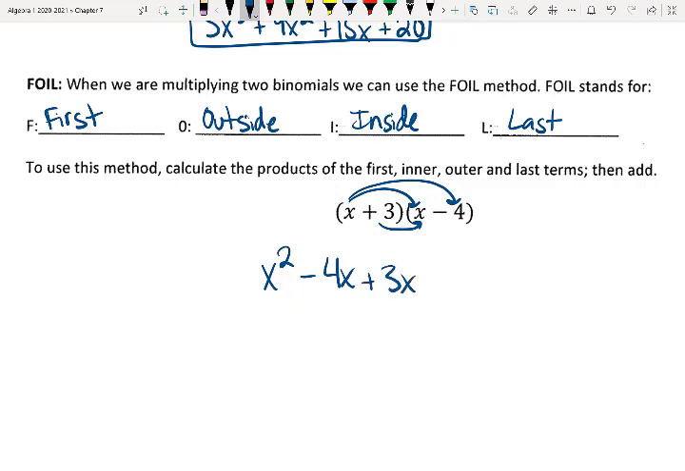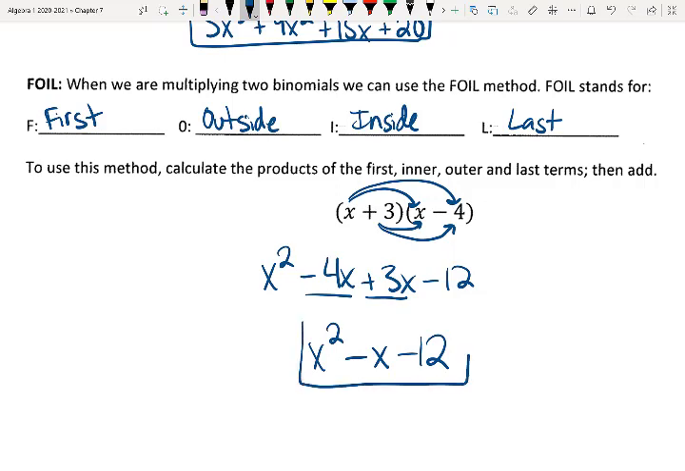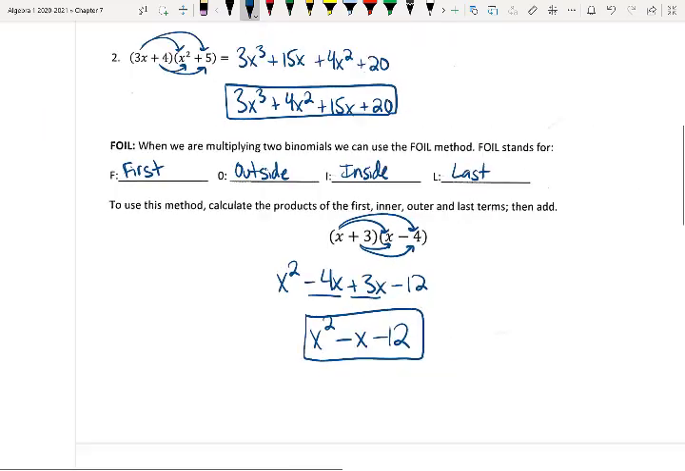And then my last is the last in each parenthesis. Positive 3 times negative 4 is negative 12. And then we have our like terms here that happen right here in the middle. Negative 4x and positive 3x gives me a total of negative 1x, minus 12. So that's what FOILing looks like.